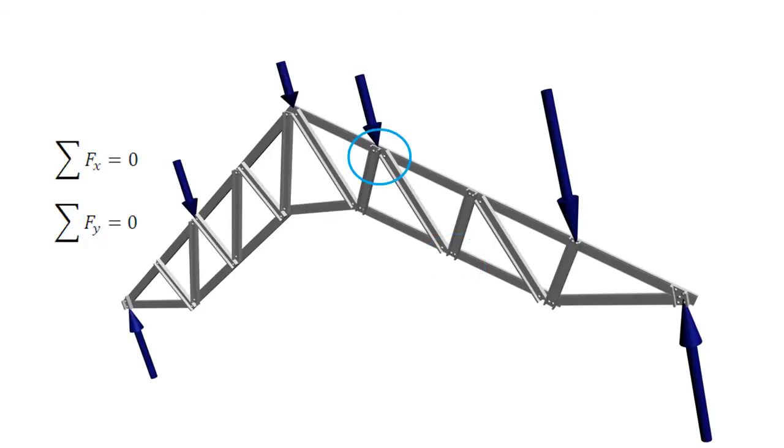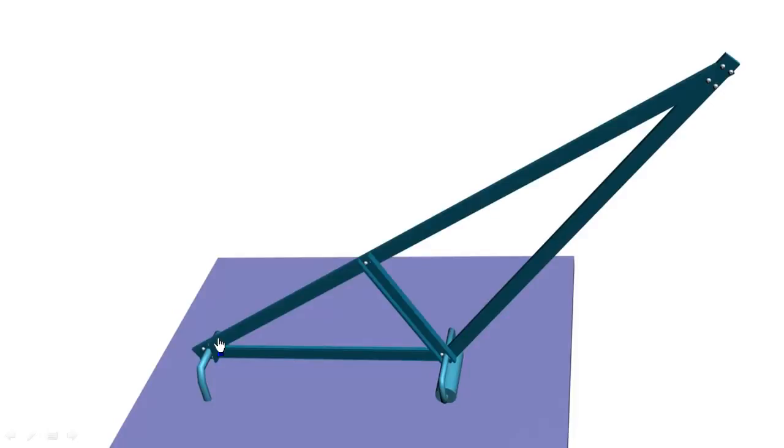Now let's do a sample problem. Stress analysis of the following structure, which is used to lift weight. One end of it is connected to a roller and the other end to a pin.